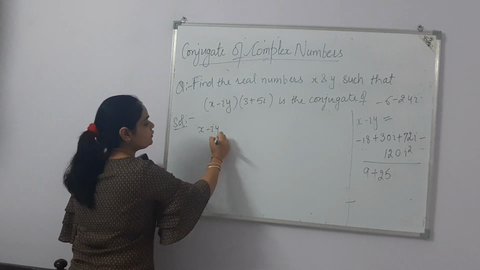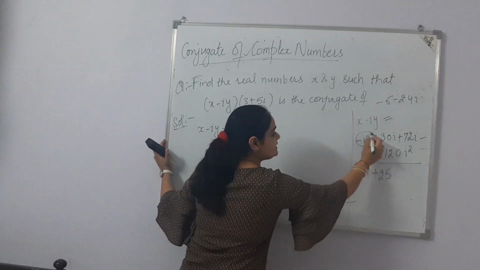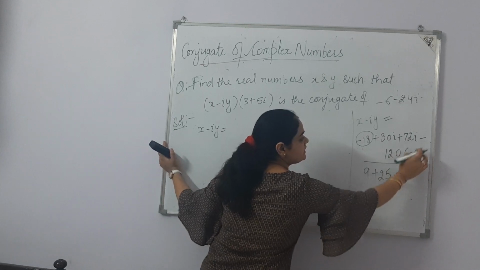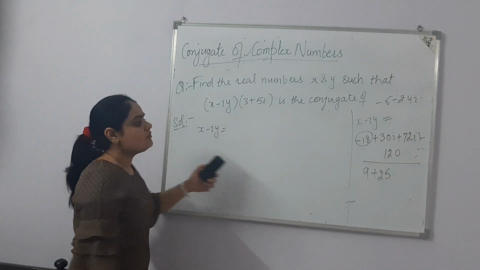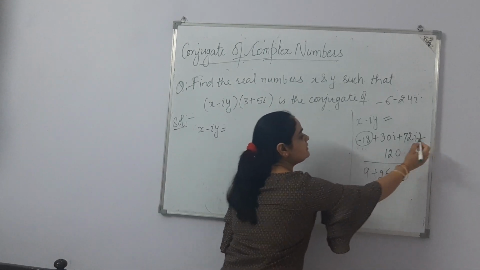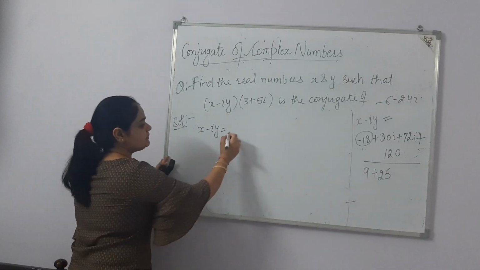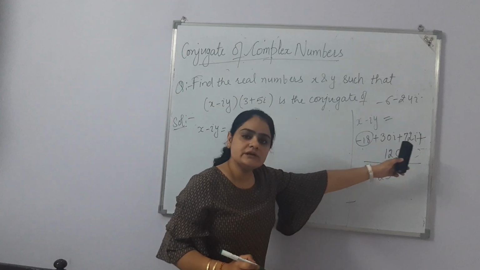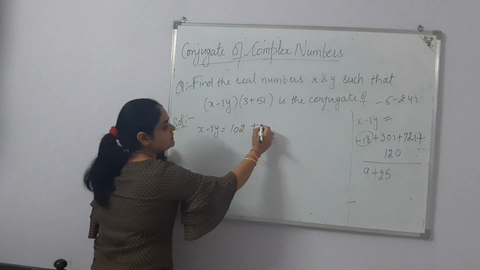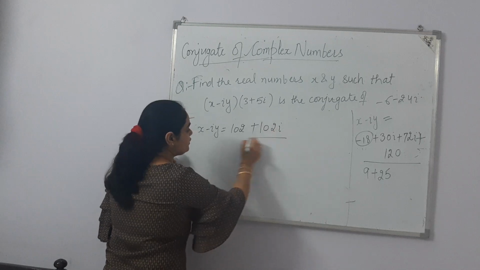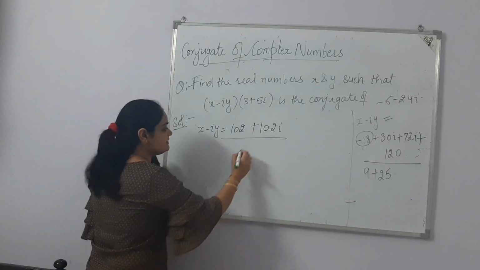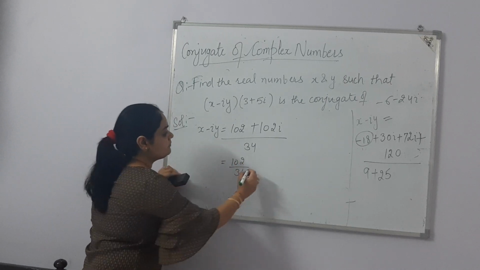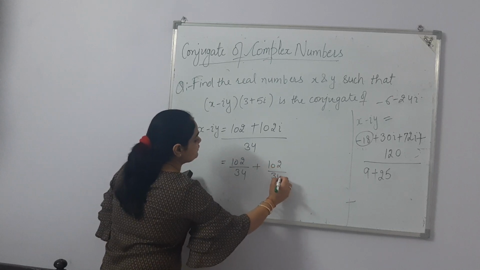It is x minus iota y equals to minus 18. Iota square is negative, so this negative sign, negative negative becomes positive. So minus 18 plus 120. We'll subtract 18 from 120, it becomes 102, plus 30 iota plus 72 iota becomes again 102 iota upon 25 plus 9, it is 34. So 102 upon 34 plus 102 upon 34 iota.